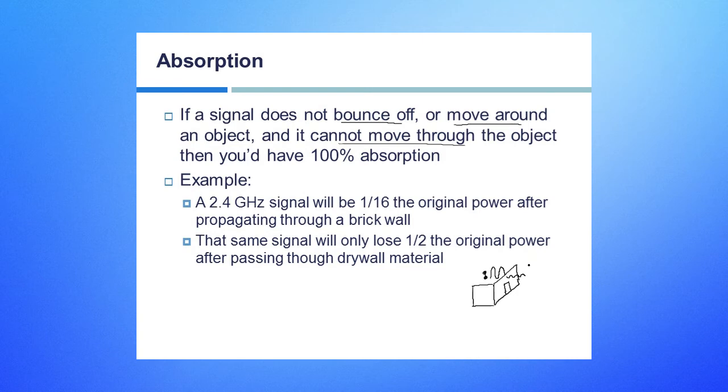As an example, with a 2.4 gigahertz signal, if it goes through a brick wall, we'd be at about 1/16 of the original power. The same would be with a brick or drywall, right? Just regular, not a big solid brick. We would say we would lose half of the original power. And so that's just an example, as I tried to draw there, with the change in the amplitude of that signal as it moves through an object.